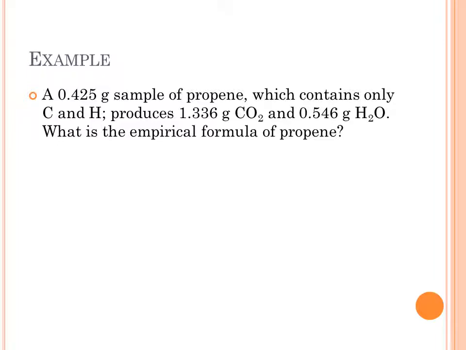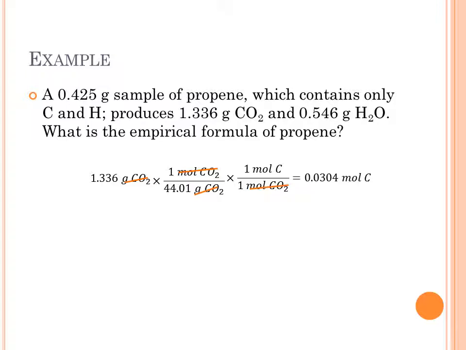Here we have a 0.425 gram sample of propene, which contains only carbon and hydrogen in this case. Burning it produces 1.336 grams of carbon dioxide and 0.546 grams of water. We want to know the empirical formula of propene. So we take 1.336 grams of carbon dioxide divided by 44.01 grams of carbon dioxide per 1 mole. There's 1 mole of carbon dioxide to 1 mole of carbon. Crank that out, we get 0.0304 moles of carbon.